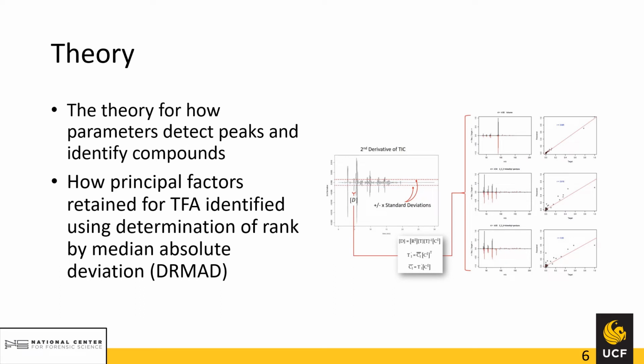General theory for how the application code analyzes the sample is present on the Theory tab of the application. On this tab, there are general descriptions of the theory about how the application detects peaks and the parameters used for compound identification, how a full factorial analysis was used to determine the parameters for peak detection and compound identification, and how principal factors were retained using DRMAD for compound identification using target factor analysis. For a more thorough description of the theory used for this application, click the link in the description for peak detection and compound identification.